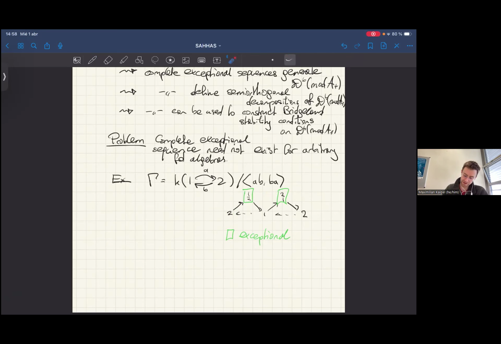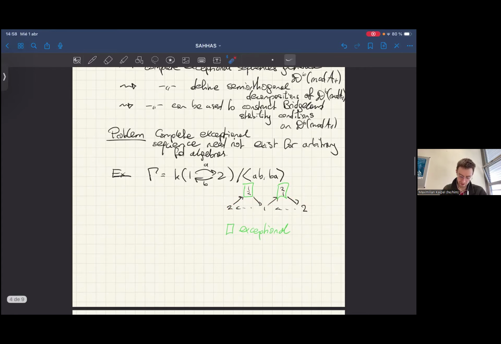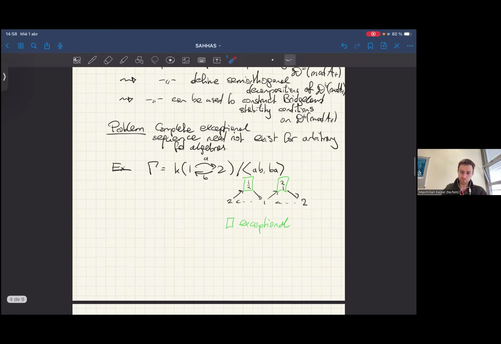But the problem is that these have morphisms to each other. So this one maps to this one, and this one maps to this one. So we cannot put them together in a sequence. So for this one, no complete exceptional sequences exist. And this motivated the definition of tau exceptional sequences.